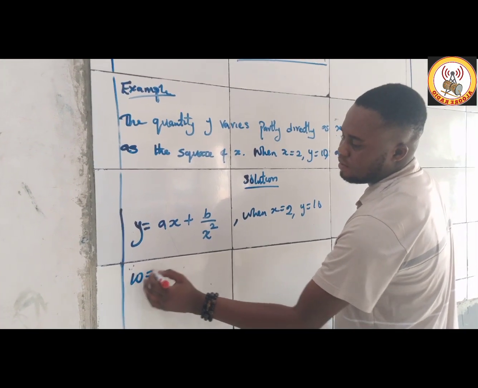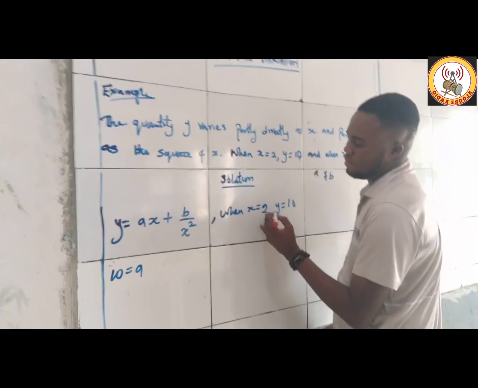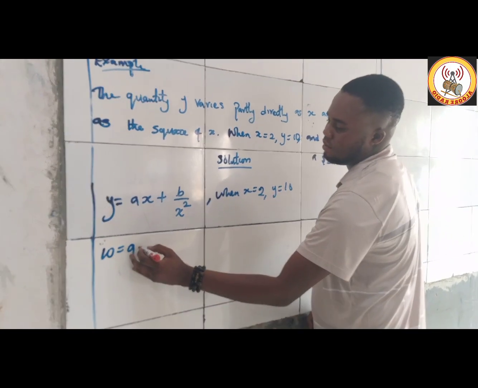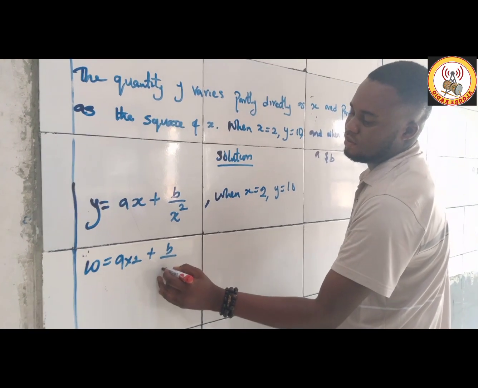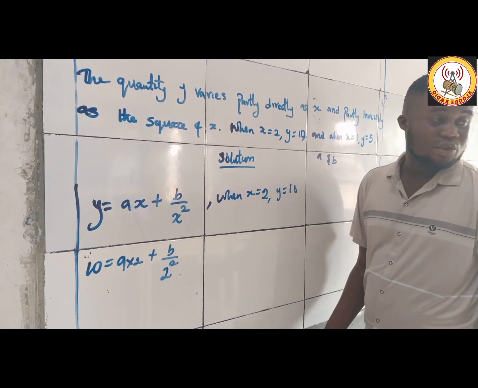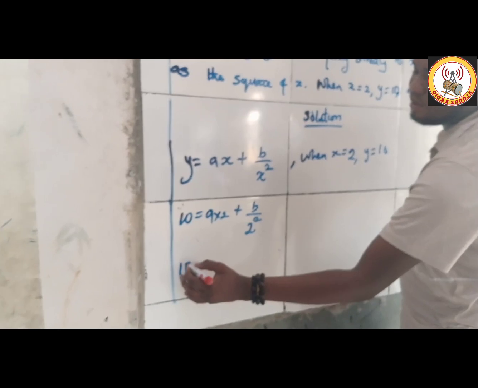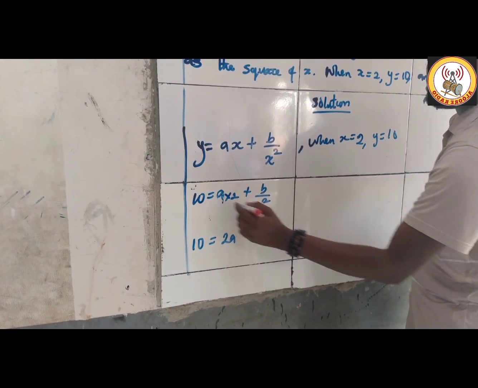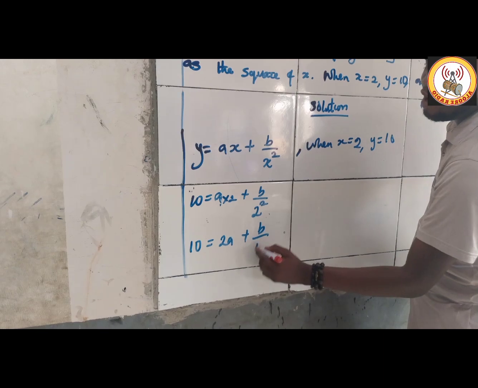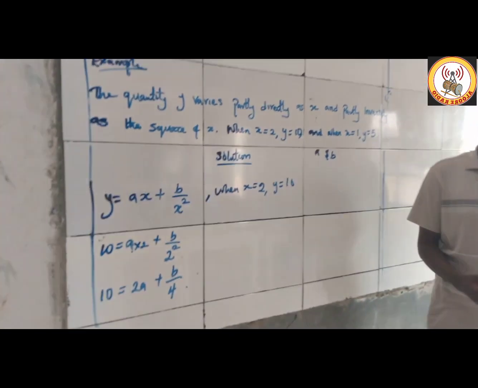10 is equal to a times (2 plus b over 2) squared. This gives us 10 equals 2a plus b over 4. Now, what are we going to do here?